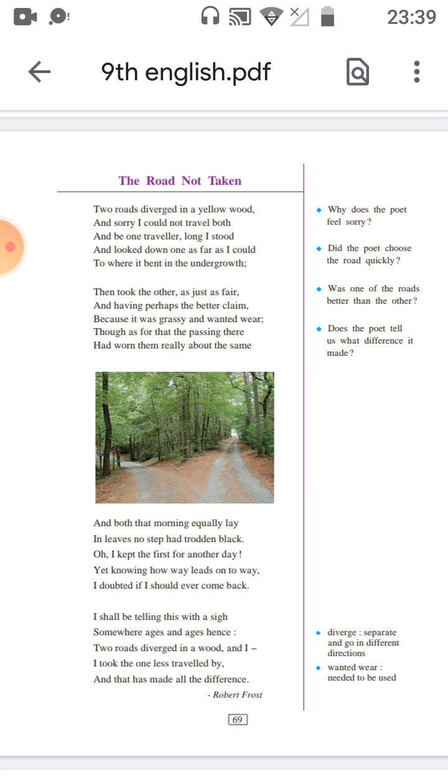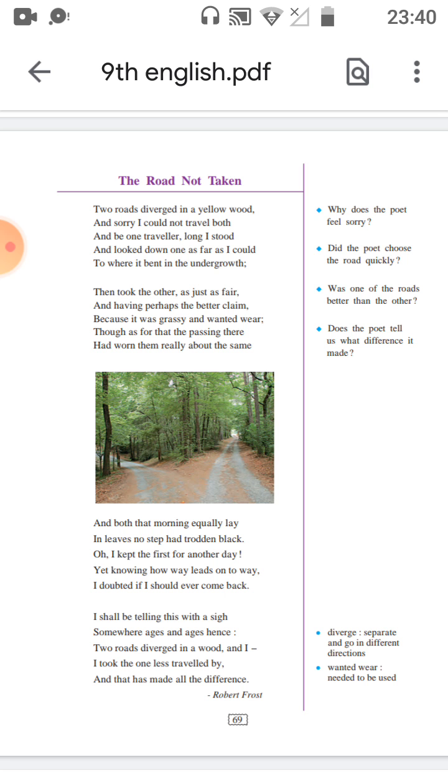Two roads went in different directions in a wood, and I took the one less traveled by. Here the poet says that he took the one that was less traveled by people, and that has made all the difference. And that has made all the difference in the poet's life.